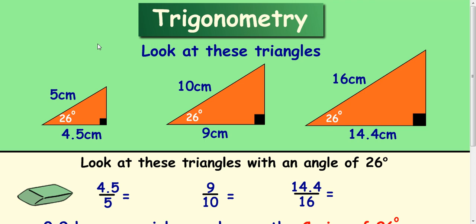In this lesson we're going to look at the last ratio in trigonometry, which is called the cosine ratio. Now if we look at the triangles in front of us in orange here, we can see an angle of 26 degrees in all the triangles, but we can see that the sides are slightly different than last time. We're looking at the adjacent side, which is here, and the hypotenuse side.